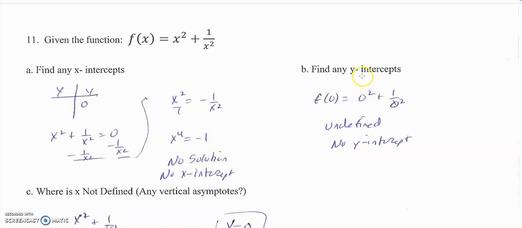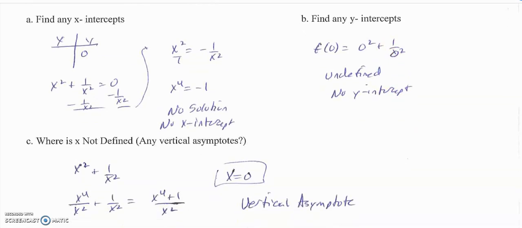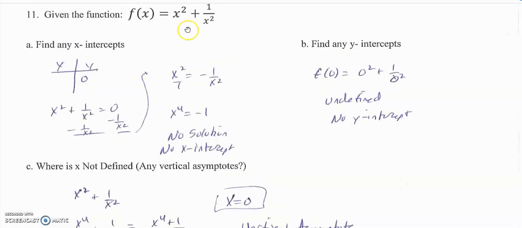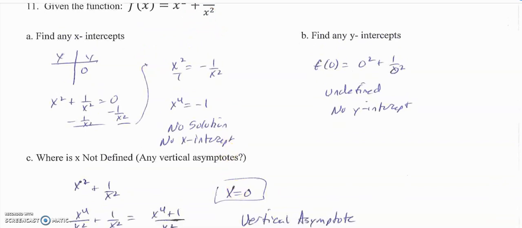To find a y-intercept, you make x 0. If I plug 0 into the original, you get undefined, so therefore there's no y-intercept. Looking at the graph again, we can see if there's any vertical asymptotes. Looking at the original, the 0 would make it undefined, so we have a vertical asymptote at 0.